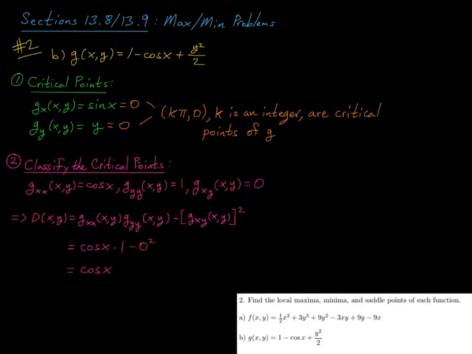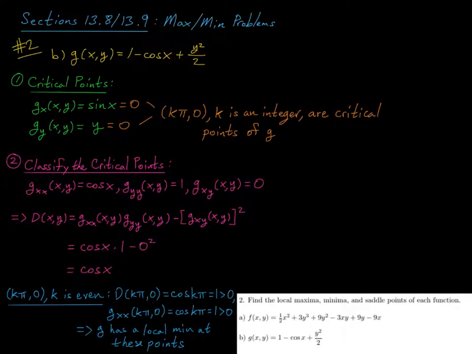All right, so now let's go ahead and classify these critical points. We use the second derivative test. So the xx derivative of g is cosine of x, the yy derivative of g is 1, and the mixed partial is 0. So our quantity D of x, y will be cosine x after simplifying. So I'm going to break this up into two cases.